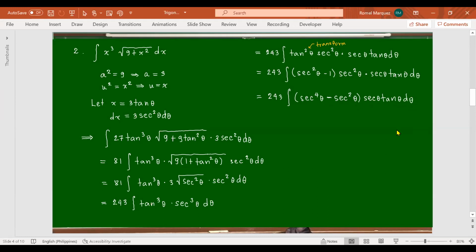Okay? So here, I can evaluate this using the general power formula, no? My u here is secant, my n is 4, and this will serve as my differential. In the second integral that I'm going to have, this is u, secant theta, so same, no? And then n is 2, and then this is du. Okay, guys? So this is 243 integral of secant to the fourth theta, u to the n, and this is my du.